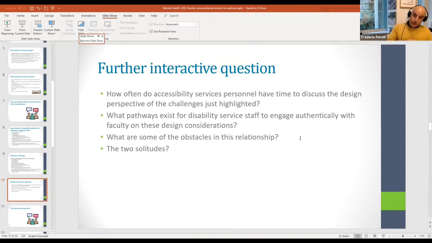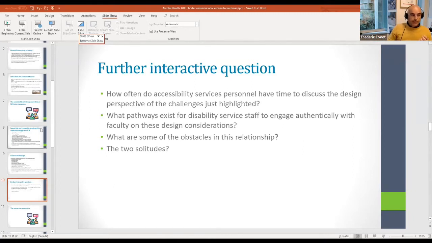So in this article, I talk about the two solitudes. In Canada, we like talking about two solitudes when we talk about culture, French and English culture, being two environments in Canada that don't speak to each other. But I think that works really well when we talk about disability services and faculty, that we are literally in these two solitudes. We have this discourse that is filled with frustrations and comes from the fact that we don't actually share our perspectives and have time to discuss that.